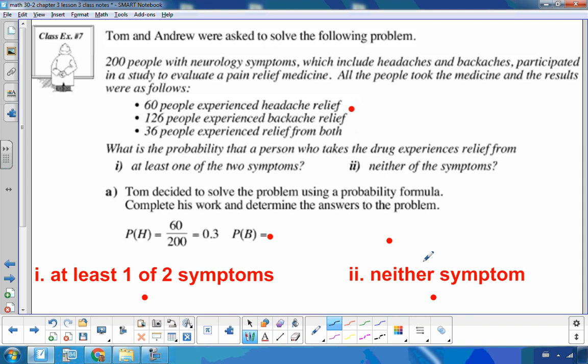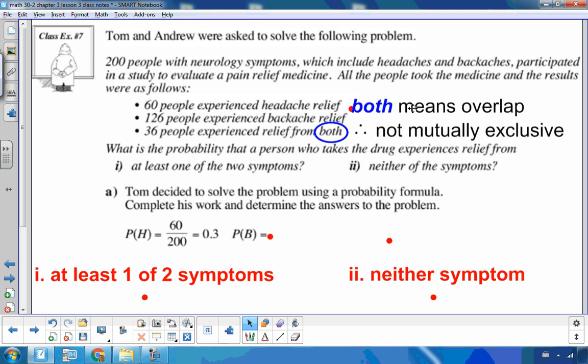Okay, last example here. Tom and Andrew were asked to solve the problem. They're going to solve it in 2 different ways. We're going to figure out both ways here. So we have 200 people with symptoms, including headaches, backaches, participating in a study to see if this pain relief medicine works. All the people took the medication. The results are as follows. So 90% experienced headache relief, 126 experienced backache relief, 36 people experienced relief from both. So since there is a both there, I know that there's overlap, which means they are not mutually exclusive events.